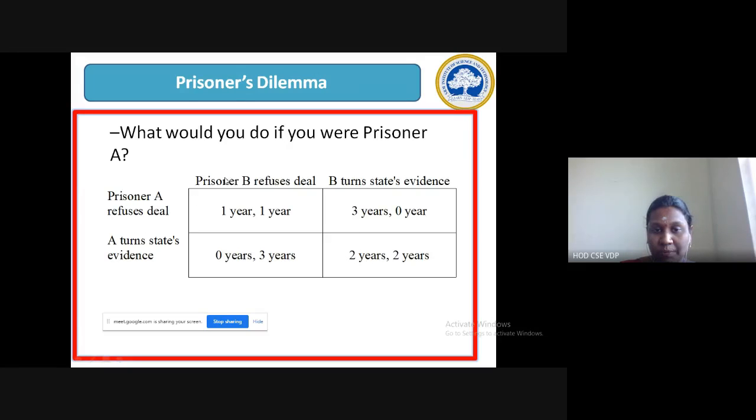If both persons refuse, both will get minimal jail of 1 year, and if both turn out to be approvers, both will again get a minimum but not very low compared to both refusing, so both get 2 years. If one person becomes an evidence giver, he will get 0 years and the other person will get 3 years. Similarly, vice versa here also. So till this we saw in the last class.